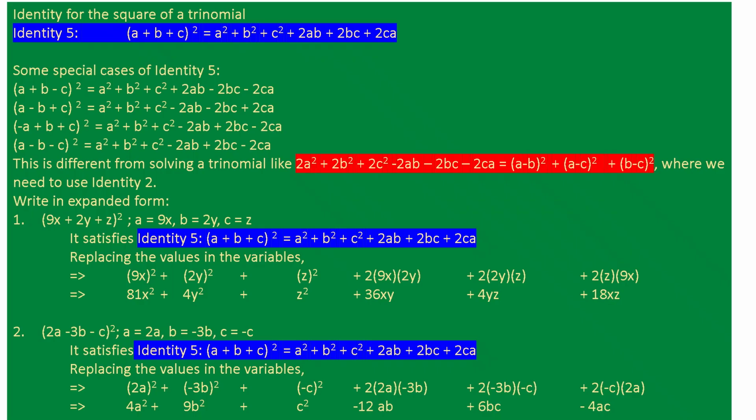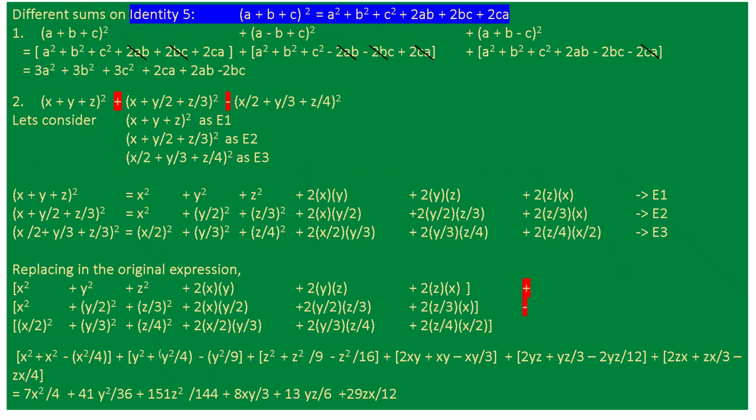Now let's look into some problems which make use of identity 5. Look into sum number 1, (9x plus 2y plus z) the whole squared. Just map it onto identity 5. Replace the values onto the identity 5 expression as a squared plus b squared plus c squared plus 2ab plus 2bc plus 2ca. Then you get the resultant. Same for question number 2. Just identify a as 2a, b as minus 3b, c as minus c. Just replace the values in the variables and then you get the resultant.